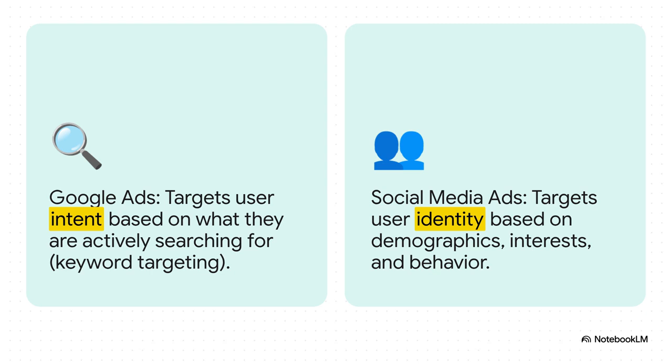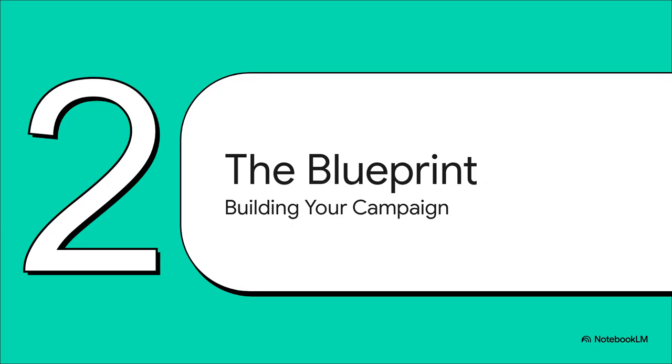But on social media, you're targeting their identity. You're showing your ad to, say, a 30-year-old who lives in Chicago and is interested in marathon training. So you're either targeting what people are looking for or who people are. Two very different approaches. So now you get the what and the where.